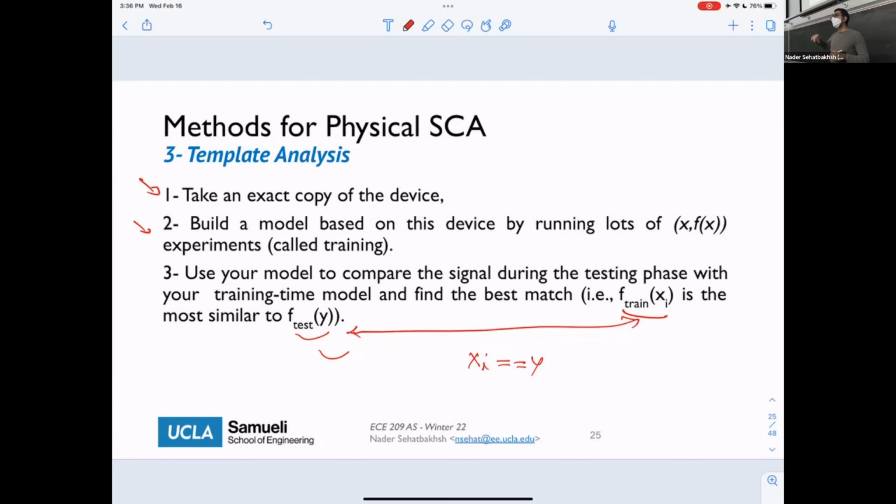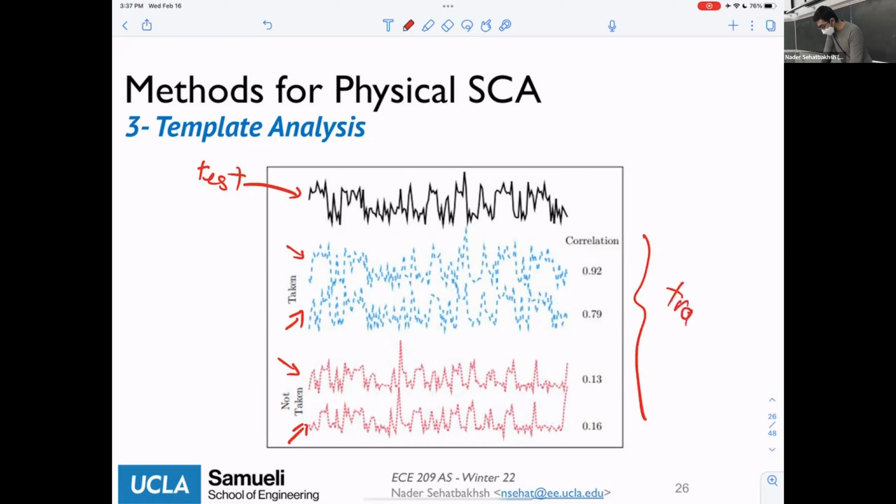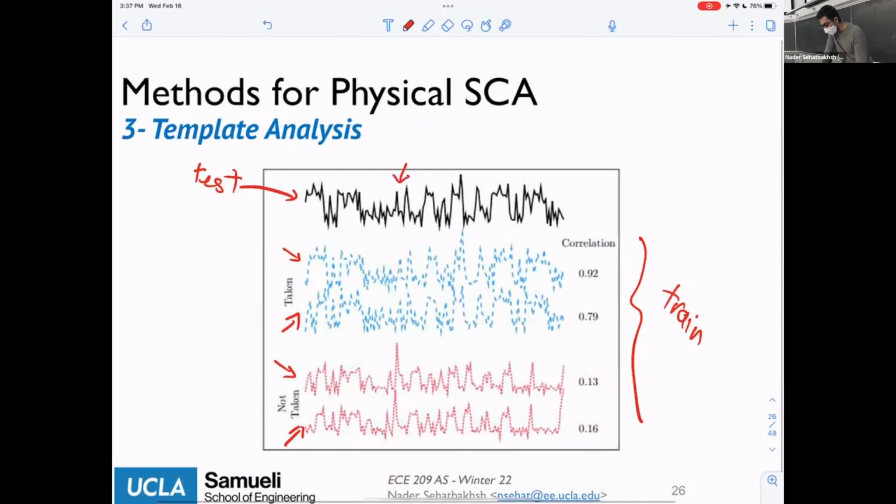To give you an example, take a look at this signal. This is the test signal. For example, we have 4 different candidates, and these are the candidates that we get during the training. We try to match the signal with each of these candidates, and we use some sort of distance metric. For example, let's say we use simple correlation because these are time domain signals. And these are the numbers for those correlations.